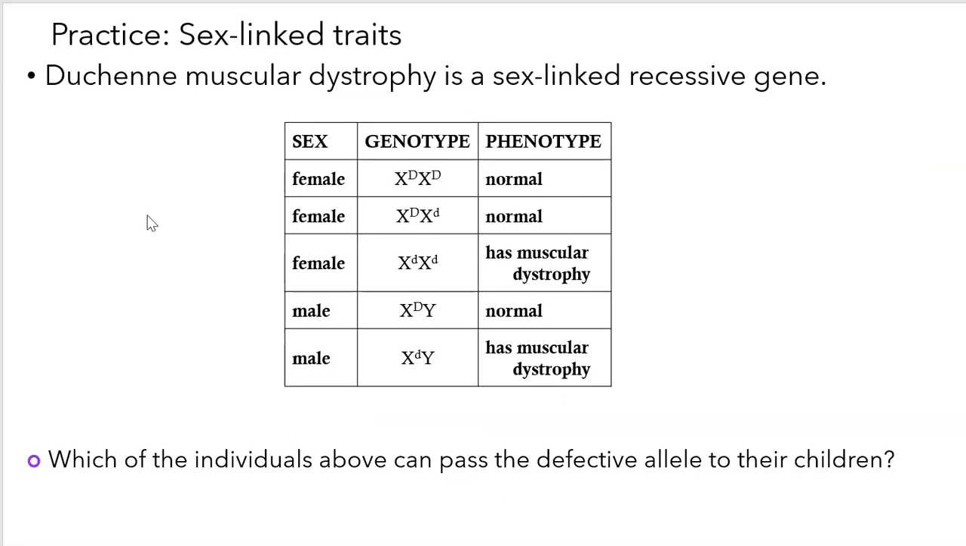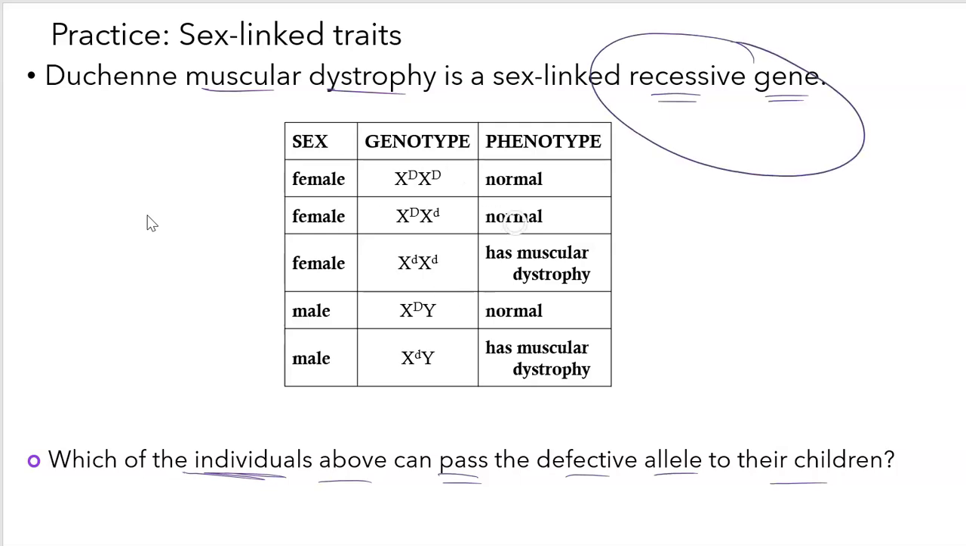Let's practice. Duchenne muscular dystrophy is a sex-linked recessive gene. So muscular dystrophy, as it's commonly called. Which of the following individuals above can pass the defective allele to their children? So it doesn't say females or males, so it's just any individual that has the recessive gene.